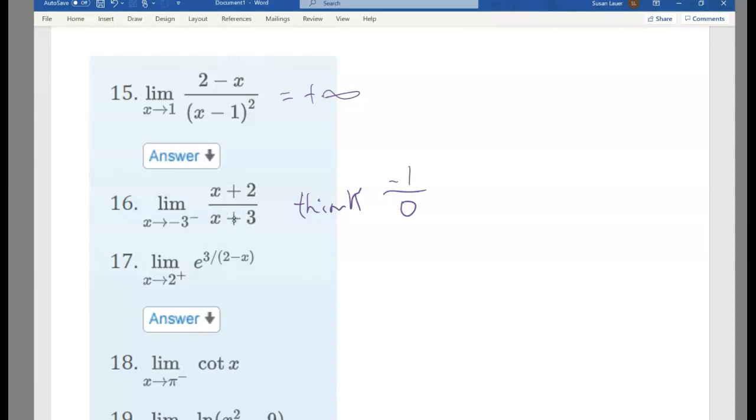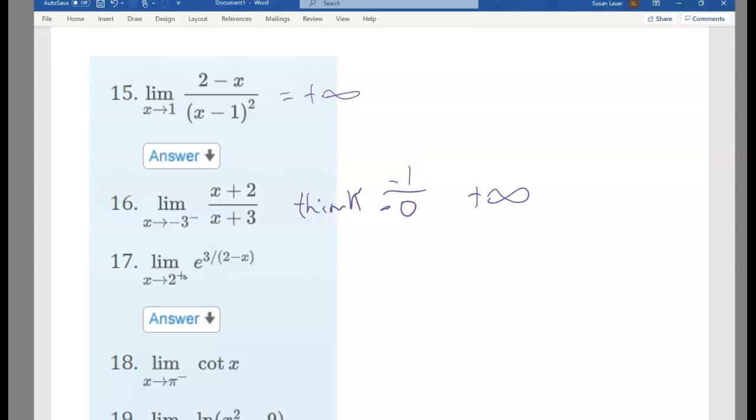If I put -3.1 in, -3.1 plus 3 is going to give me a negative, so I actually have negative over negative. So my answer should be positive infinity, because having 0 in the denominator and something else in the numerator definitely goes to infinity or negative infinity, and you have to decide which one.